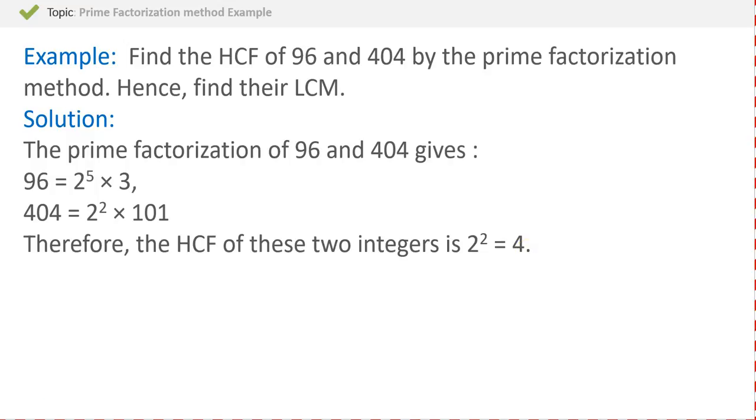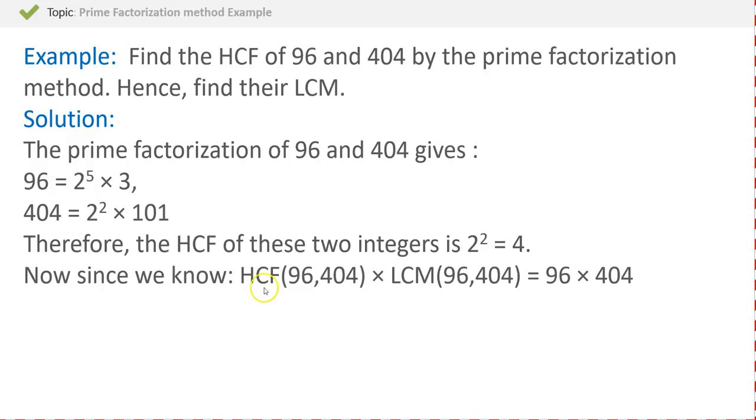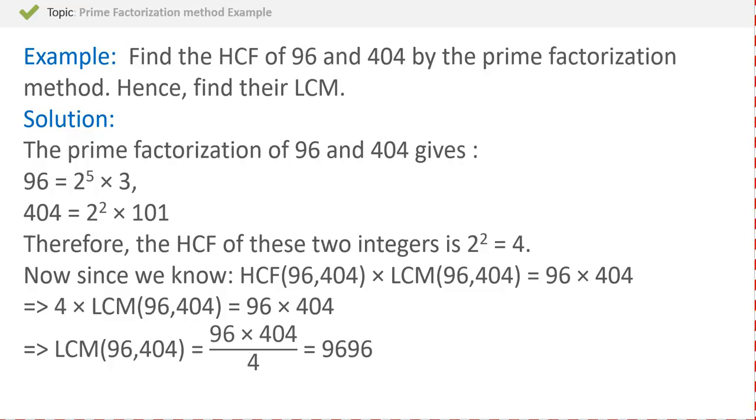Now I'm going to use the formula where HCF multiplied by LCM, for any two positive integers only, is the product of the numbers themselves. If I use it and simplify, I'll get 4 multiplied by LCM equal to 96 multiplied by 404, which gives you LCM equal to 96 multiplied by 404 divided by 4, which gives you 9696.